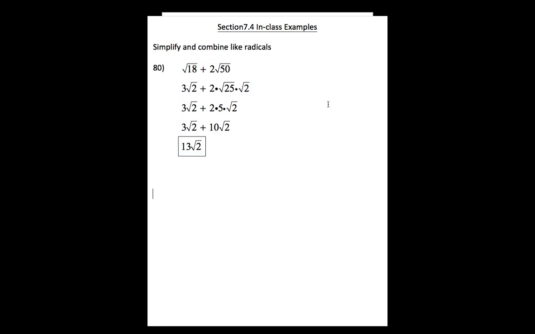So once I've got both radicals simplified, I recognize that they have the same radicand, and so I can add them then by combining their coefficients. 3 roots of 2 plus 10 roots of 2 is equal to a total of 13 square roots of 2, and that would be our final answer.